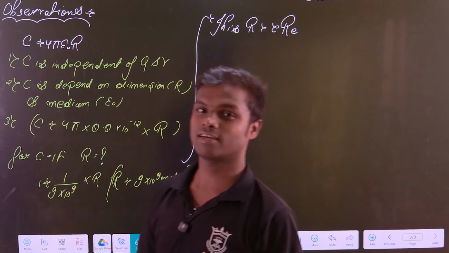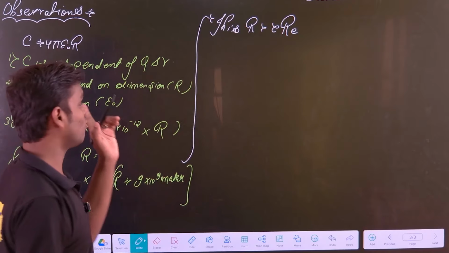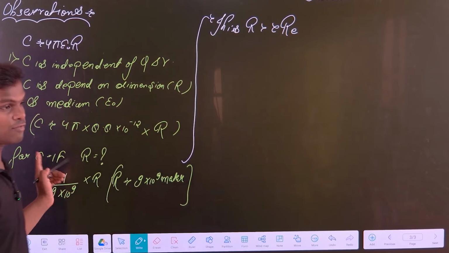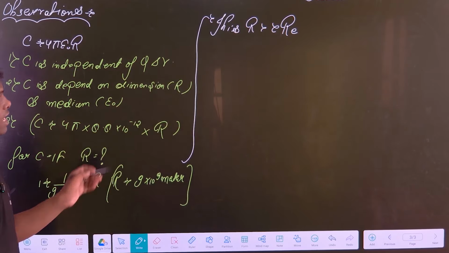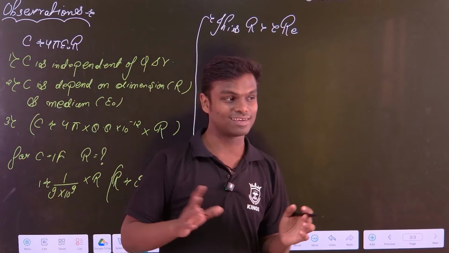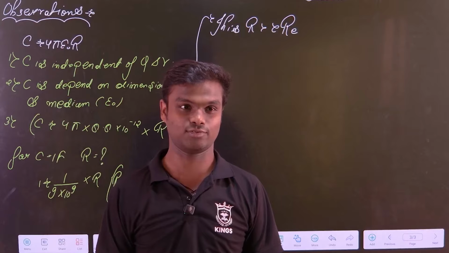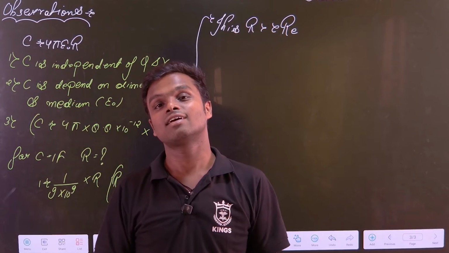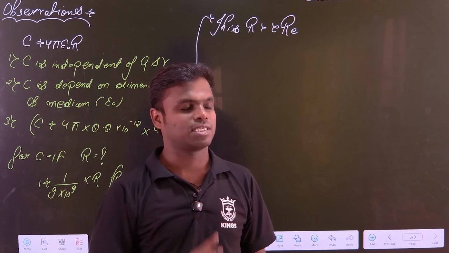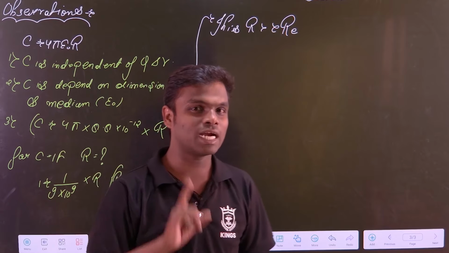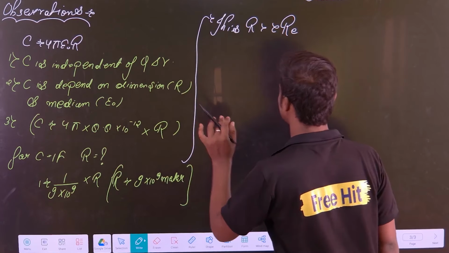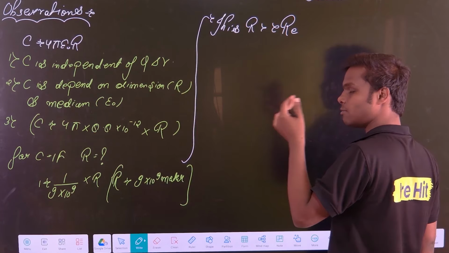Means what we can understand: for getting a 1 farad capacitance, just 1 farad, I have to make a conductor whose radius should be greater than the radius of Earth. Then I can get a 1 farad capacitance. So is it a good capacitor or a bad capacitor? Just you tell me. It is a bad capacitor.